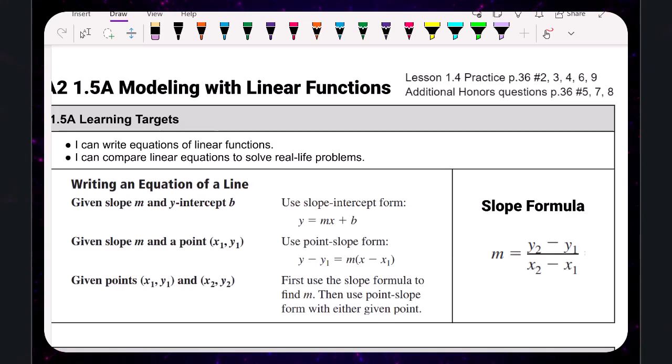Hello everyone, this is the video for lesson 15A. It is the first part of modeling with linear functions, and today we will be using slope-intercept form and point-slope form and interpreting the slope.